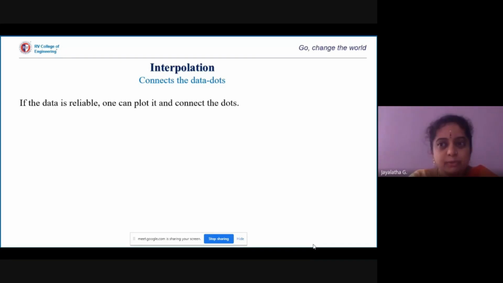You have 6 values and you can approximate it to a 5th degree polynomial. And you can find the value of y corresponding to some x either within the interval x0, x5 or just outside the interval. That is the disadvantage of interpolation. You can have the extrapolation just outside the interval. It could be just before x0 or just after x5.